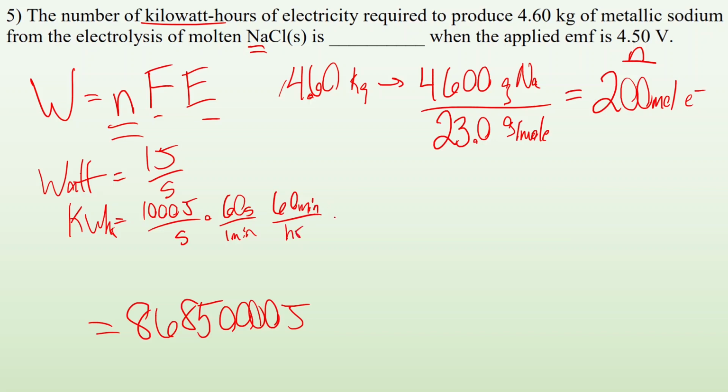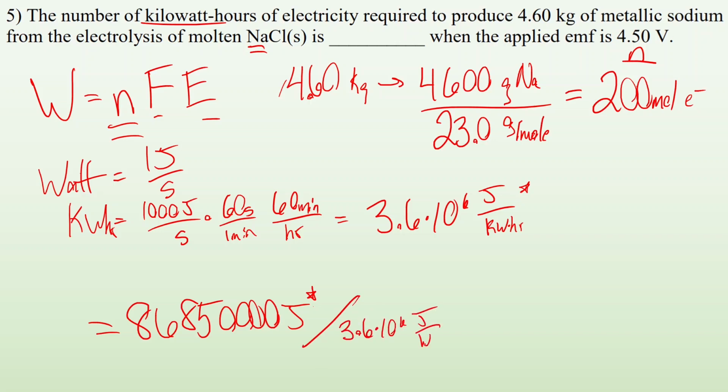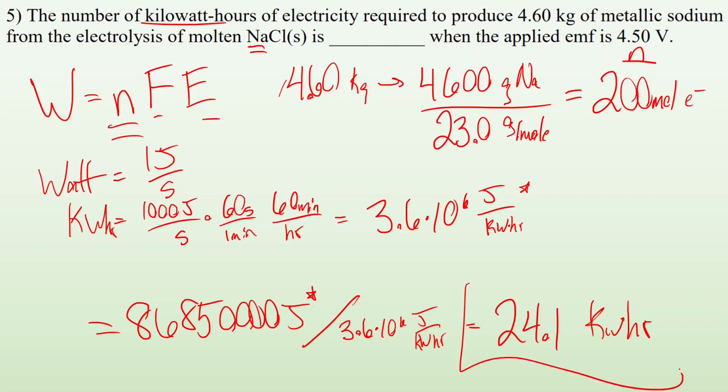So when I do that math, I end up with 3.6 times 10 to the 6 joules per kilowatt hour. All right, that's how many joules are in 1 kilowatt hour. So if I have joules here, and I know my number of joules per kilowatt hour, how do I get kilowatt hours? Well, I divide this by that 3.6 times 10 to the 6 joules per kilowatt hour. And I end up with 24.1 kilowatt hours. All right, some interesting units that you may have not seen before.